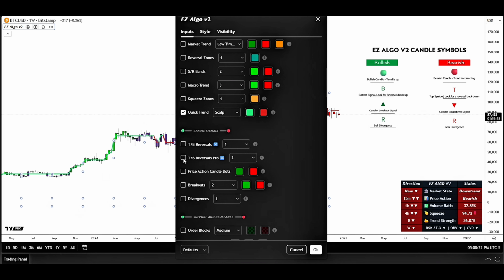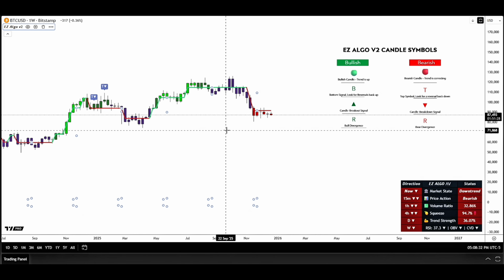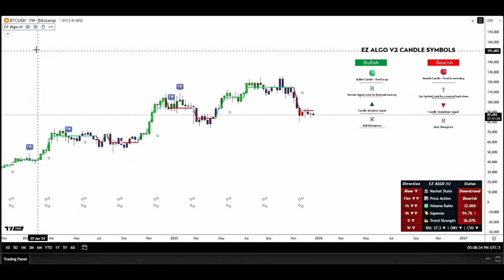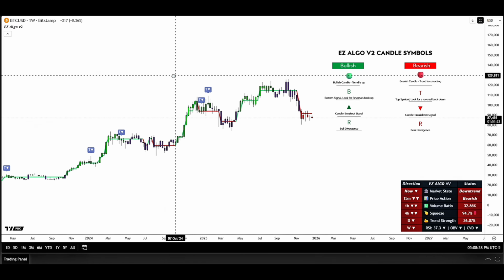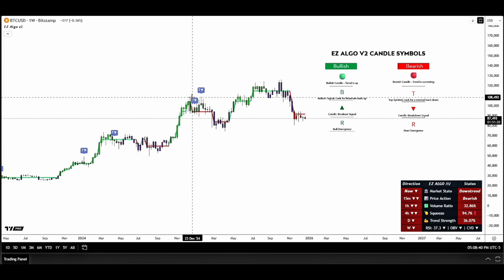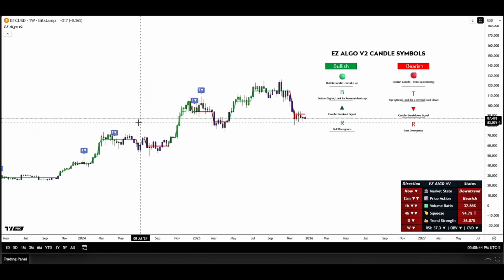Now we also have this one as well, our top and bottom reversal pro. These ones don't go off as often, but they're pretty solid when they do go off. And all this is going to indicate to us when these signals go off, the same as our first one, is if price is going to reverse. So they're pretty good to use together.